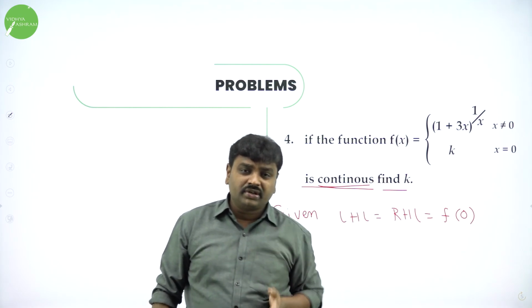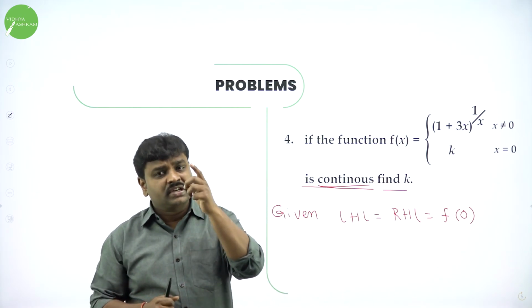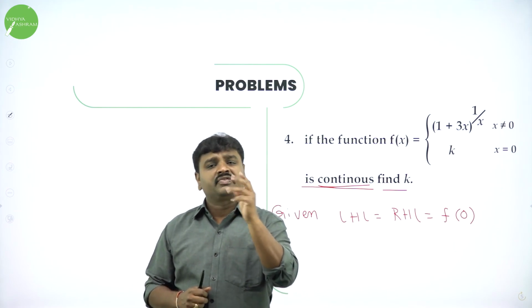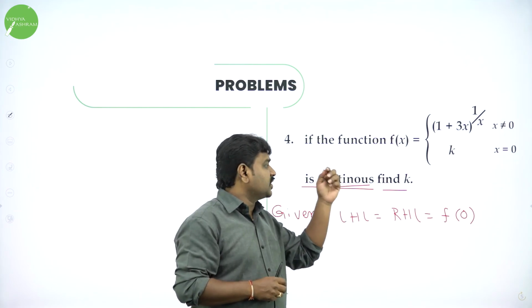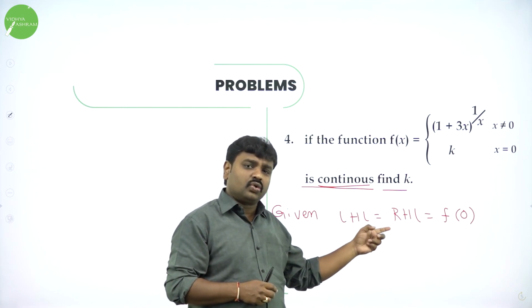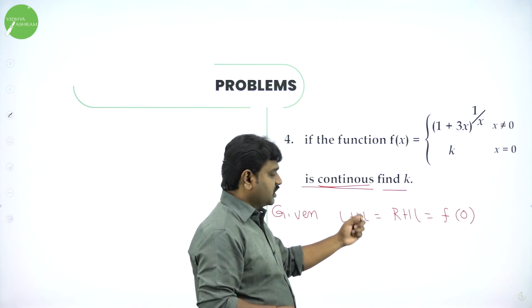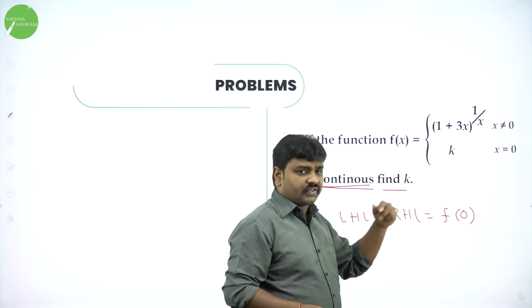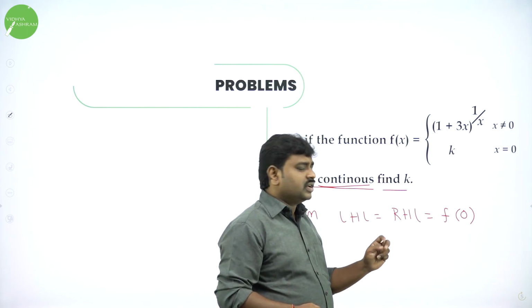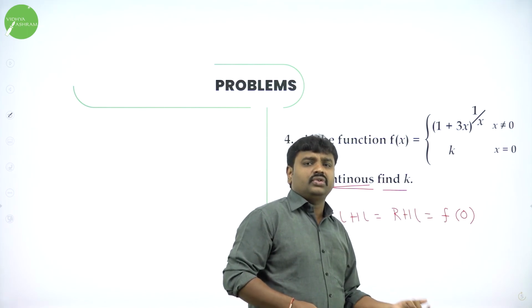If a function is continuous, I taught you, if any function is continuous, then its left-handed limit, right-handed limit, and functional value, all three should be same. Because they told it is continuous, I can take LHL is equal to RHL is equal to f of a. Find LHL, find RHL, find f of 0, equate any two different things. Or just find LHL and equate it to f of 0, you will get the answer.